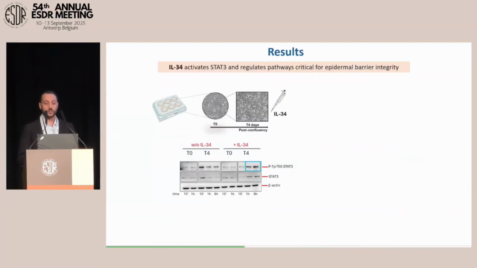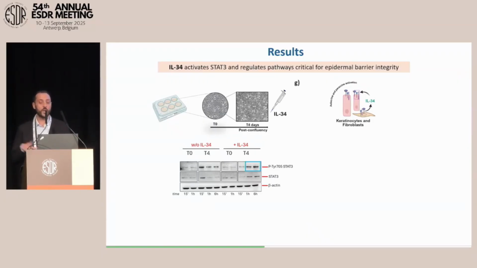Since we also noticed that its main receptor increases during this differentiation, we stimulated the cells with a human recombinant IL-34. As you can see, this cytokine is able to activate the STAT3 pathway, and so provides a new function: IL-34 is able not only to regulate the skin immunity by modulating the environment and the homeostasis of Langerhans cells, but also to activate the keratinocytes in an autocrine and paracrine manner.